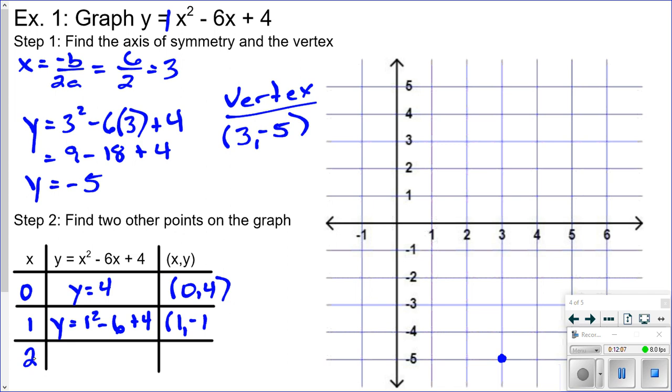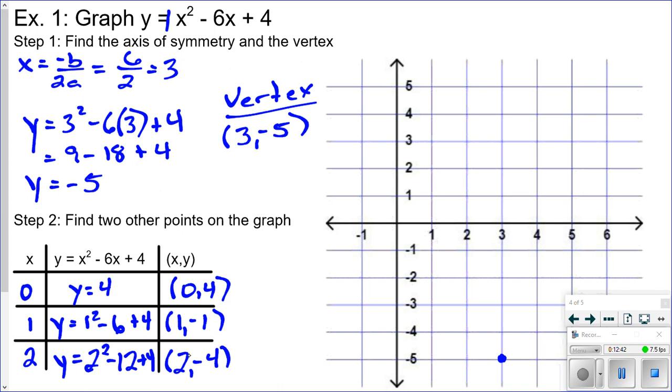And then let's plug in 2. So I have y equals 2 squared minus 12. I'm going to go ahead and just write 12. So 6 times 2 plus 4. Again, I should have given myself more room so I could show my work better here. 2 squared is 4. 4 minus 12 is -8. -8 plus 4 is -4. Let me just double check that. 4 minus 12 is -8. Plus 4 is -4. So I have the point 2, -4.